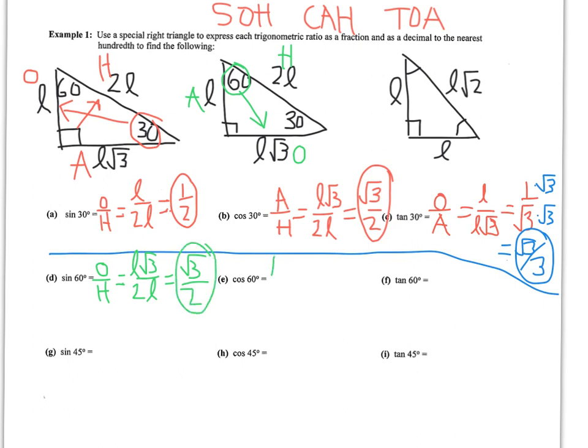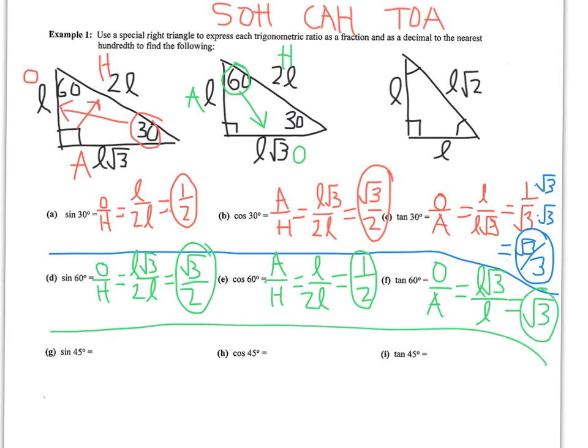Cosine of 60 is CAH, so A over H is L over 2L. The L's cancel, leaving us with 1/2. And then tangent of 60 is TOA, O side in this green triangle is L square root of 3 over A side is L. The L's cancel, leaving us with the square root of 3.